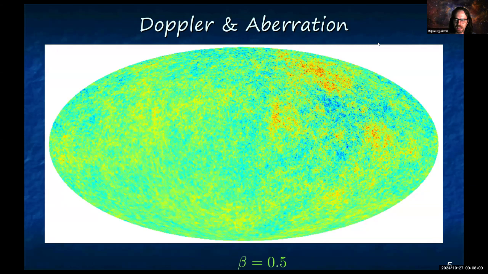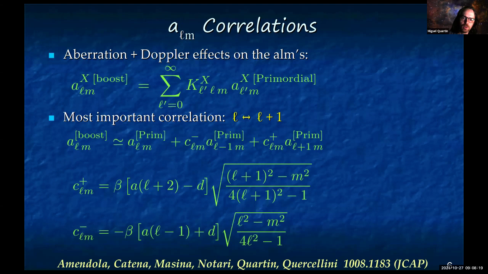Now, this is all fine and good, but the real beta is around 10 to the minus 3. So it's a very subtle effect that you need to build a careful estimator in order to detect. You can compute what happens to the multipoles, the alms, when you have a boost. I have this a_lm^X because this will apply to temperature, E polarization, or B modes. And you basically have a kernel that couples your primordial alms, so you get the final boosted alms.